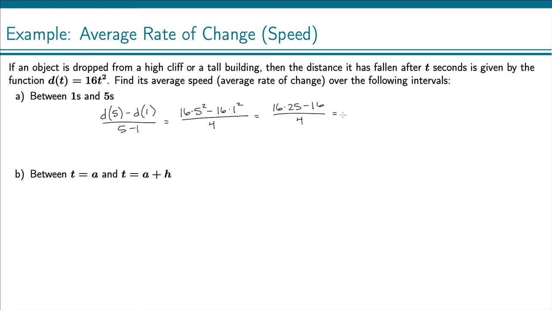And so we can do this however we want. I'm going to take the 4 and apply it to both of these 16s. So we get 4 times 25 minus 4, and that gives us 96.